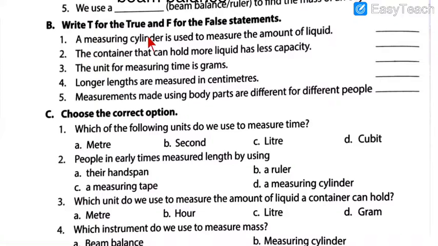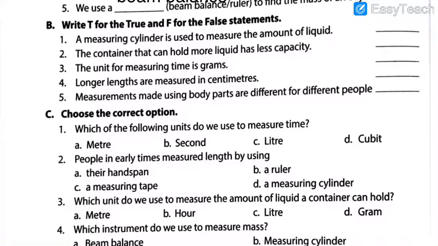Number 1. A measuring cylinder is used to measure the amount of liquid. Is it so? Measuring cylinder is the instrument used to measure the amount of liquid. If yes, then you can write true, or else you can write false. Your time starts now. Think about it. Read the statement. 5, 4, 3, 2, 1 and 0.